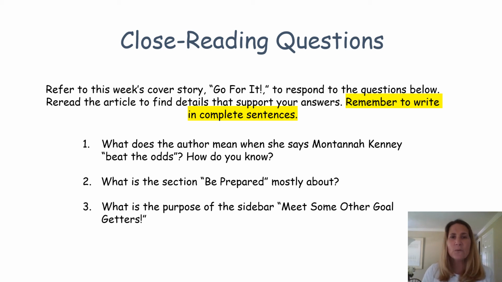Question one. What does the author mean when she says, Montana Kenny beat the odds? How do you know? Turn the question around, find your evidence, and explain. Number two. What is the section Be Prepared mostly about? And if you remember from last time we did the Scholastic News, there could be two answers to this question. I'm not saying there is, and I'm not saying there isn't. I'm just saying that there have been in the past.